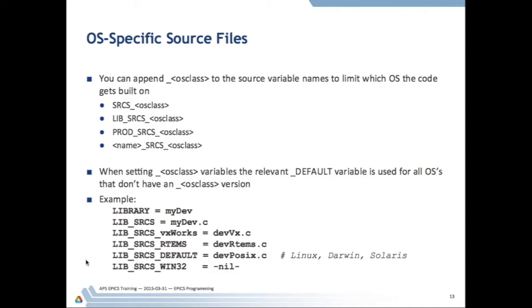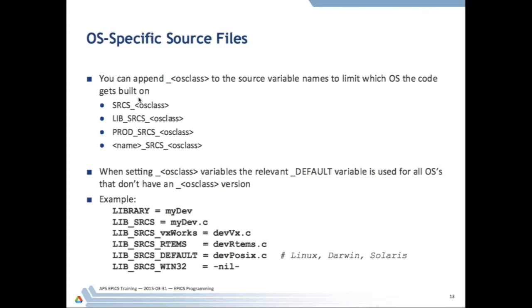We can also specify source files that you only want to include on a particular operating system. So we have, as with all those variables before, sources, lib sources, prod sources with an underscore and an OS class after it. So I can actually say, I'm building my library, and I do support all the operating systems, but on VxWorks, I only want this one. On Linux, I only want that file, and so on.